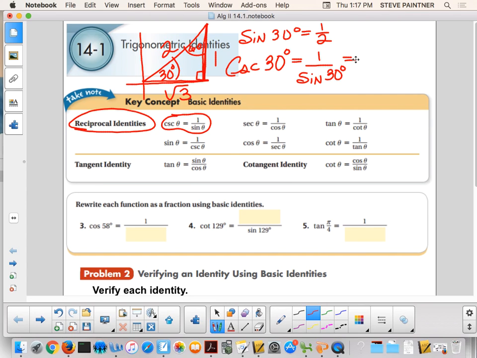But we already know what sine of 30 is. What's sine of 30? 1/2. So this just says 1 divided by 1/2. Guys, this is division. How do you divide? Multiply by the reciprocal. 1 times the reciprocal of 1/2. 2. Answer is what? 2. If we know sine of 30 is 1 over 2, we know cosecant is what? 2 over 1. It works. Guys, it works. And if this one works, so do the rest of them.